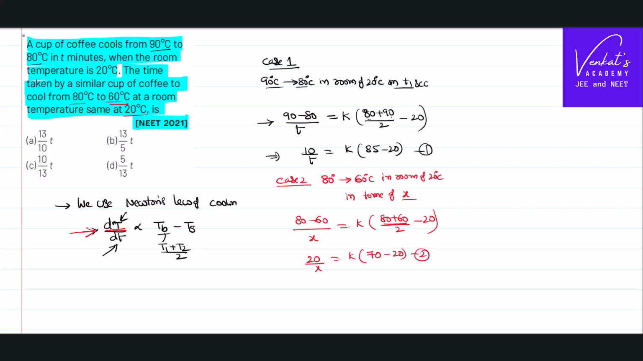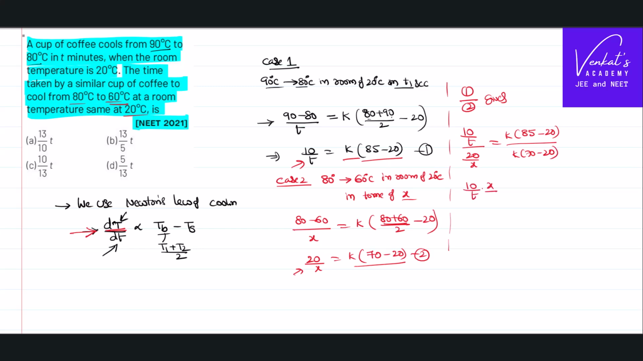Let's divide equation number 1 by equation number 2. That gives 10 by t in the first equation, 20 by x in the second equation, equals k of (85 minus 20) in the first equation by k of (70 minus 20) in the second equation. So 10 by t times x by 20 equals, k gets cancelled, 85 minus 20 is 65, 70 minus 20 equals 50. So x by 2t equals 65 by 50, cancel with 5: 13 by 10. So x equals 13 by 5 times t. That's the answer for the problem.